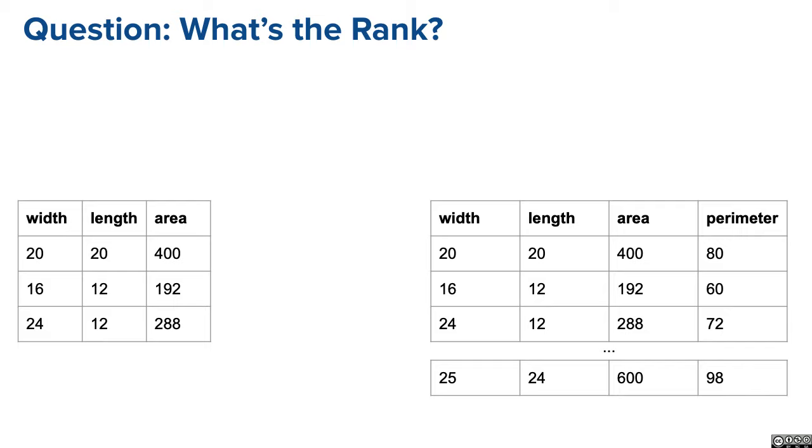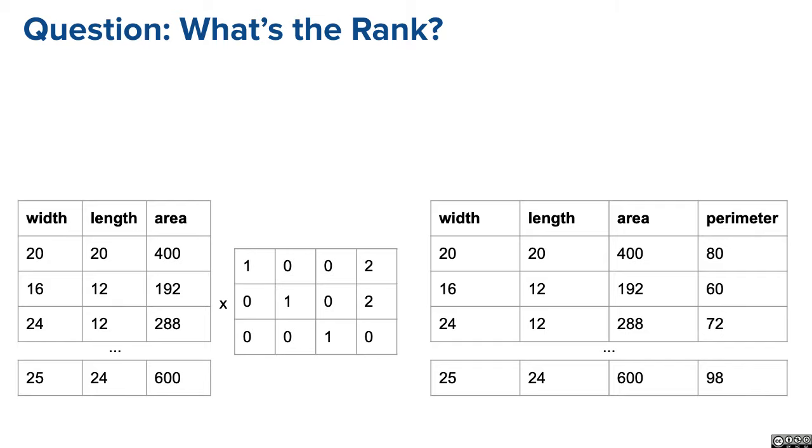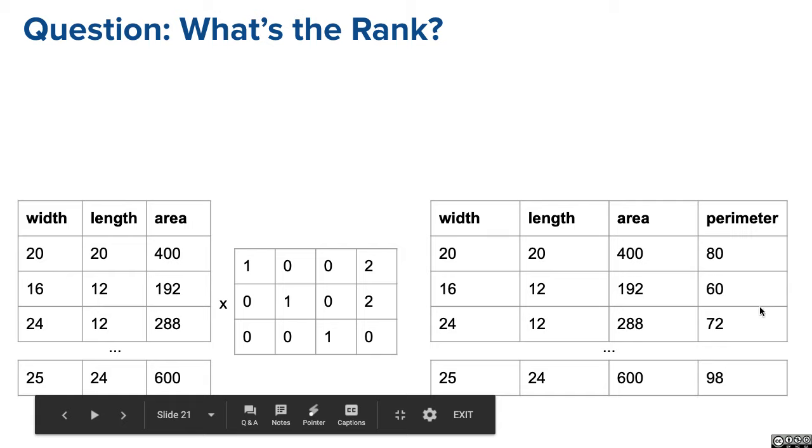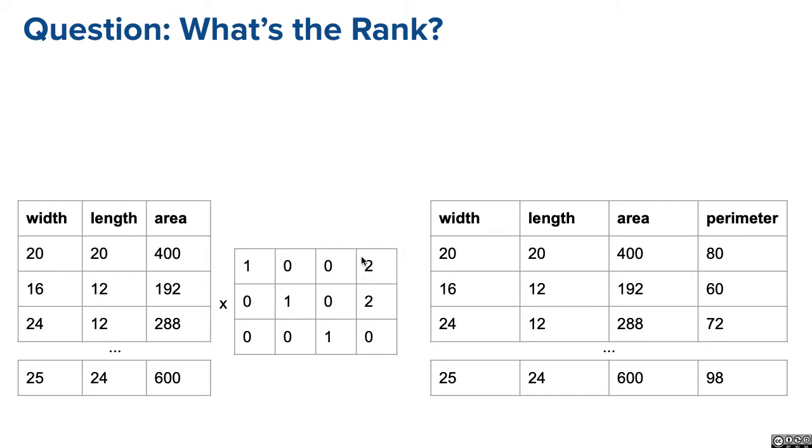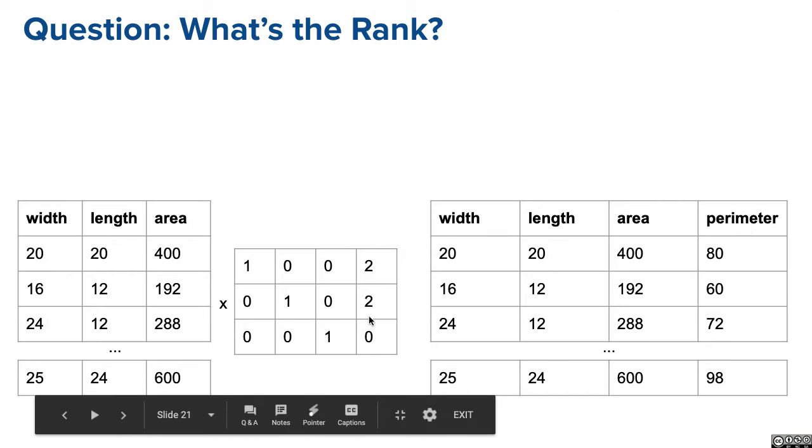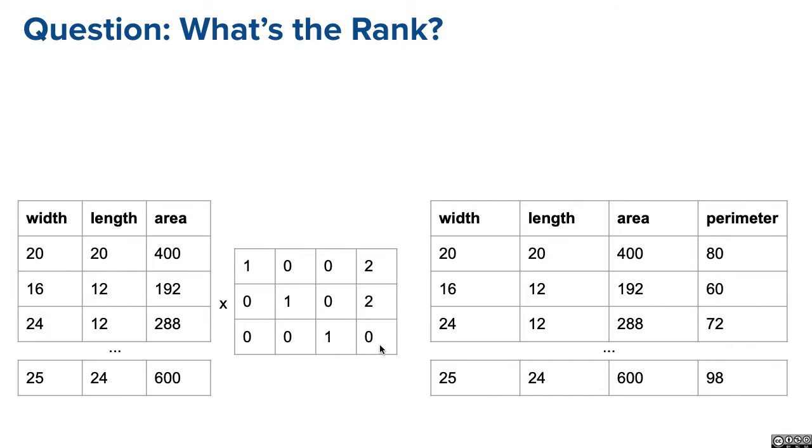And what I can do is keep the width, length, and area columns, and multiply them by that matrix to get the final matrix here. So what I'm saying is that I need the first 3 columns, width, length, and area, and the 4th column in my final matrix is 2 times the width plus 2 times the length, and 0 times the area, to get the perimeter of each rectangular plot. Any questions about this?